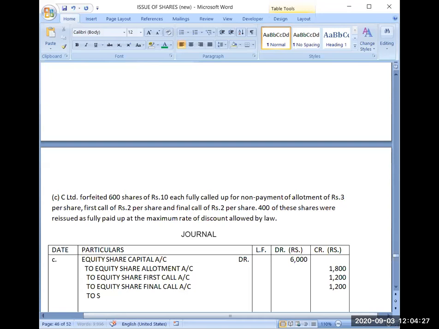To share forfeiture account. So because out of 10 I have not received rupees 3 plus 2 plus 2, 7 I have not received. So I have received only rupees 3. So that's why I have received rupees 1,800 only.